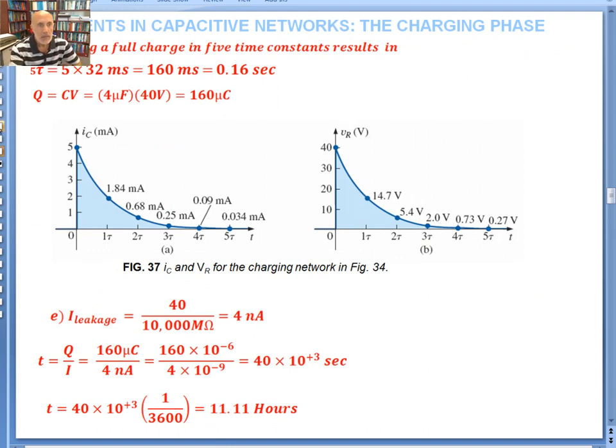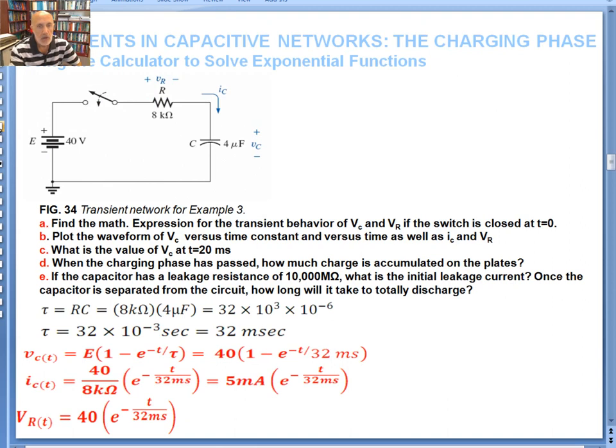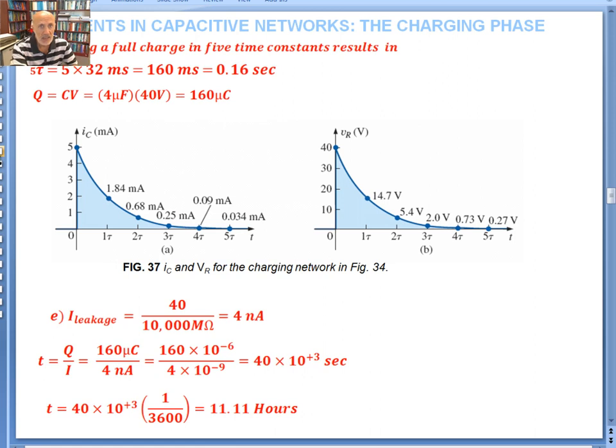Part D of the problem is asking, when the charging phase has passed, how much charge is accumulated on the plates. Again, 5 time constants, the cap is completely charged up, and we want to calculate how much charge accumulates on a plate. 5 time constants is equal to 160 milliseconds, which is 0.16 seconds. So the charge is equal to capacitance times the voltage. You got 4 micro, and the voltage completely charged up to 40 volts. So you multiply 4 micro multiplied by 40. That gives you 160 microcoulombs.